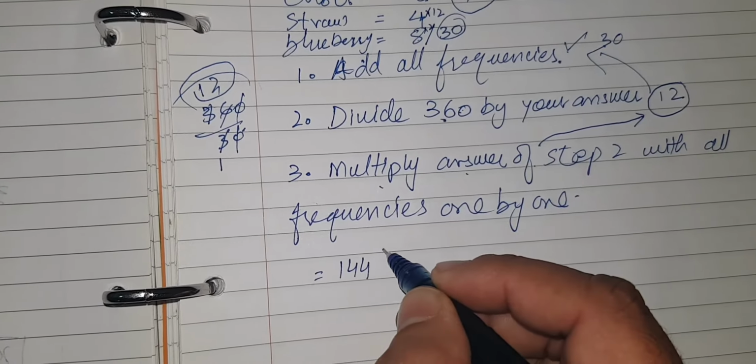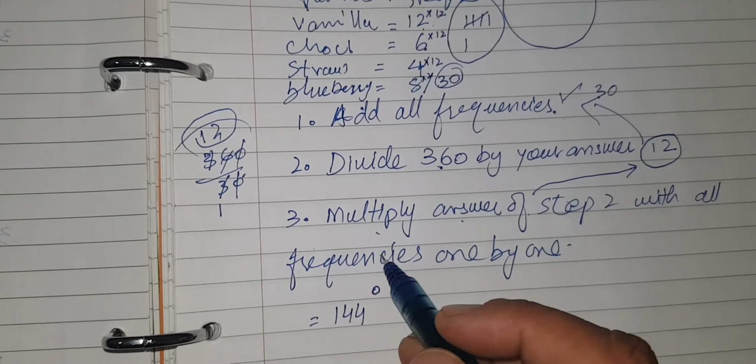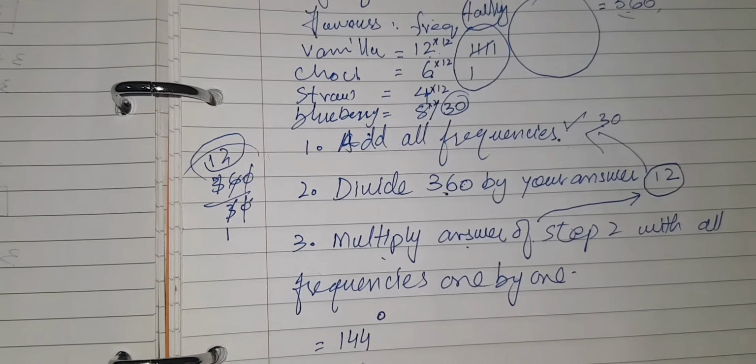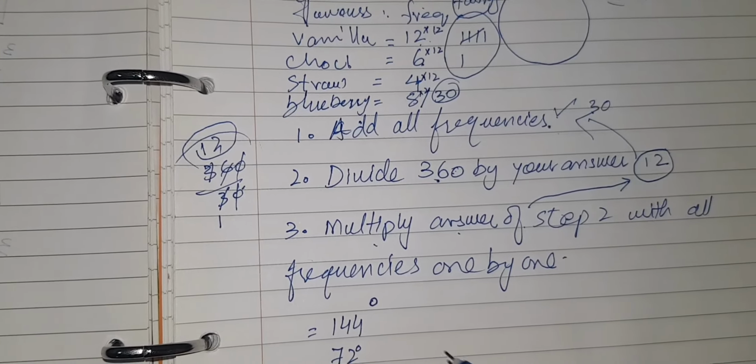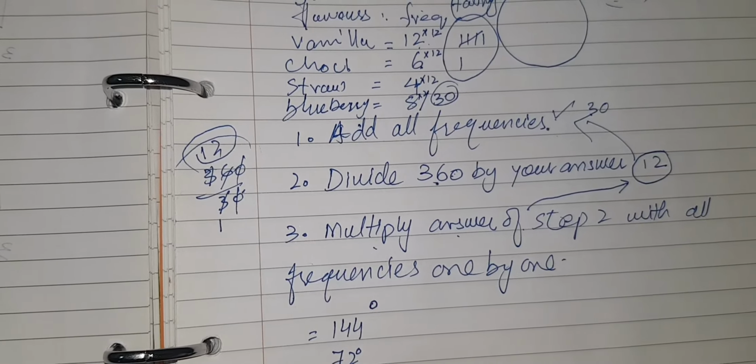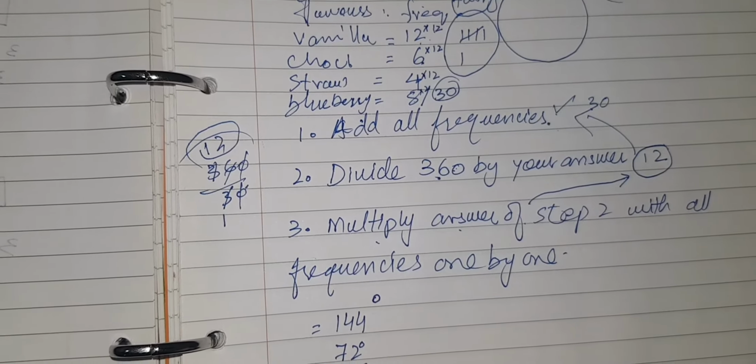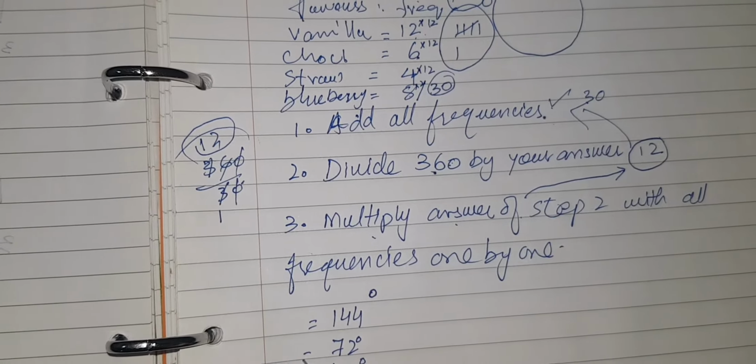144, and this is degree now. Next is 12 times 6, which is 72 degree. 12 times 4 is 48 degree. 12 times 8, 96 degree.